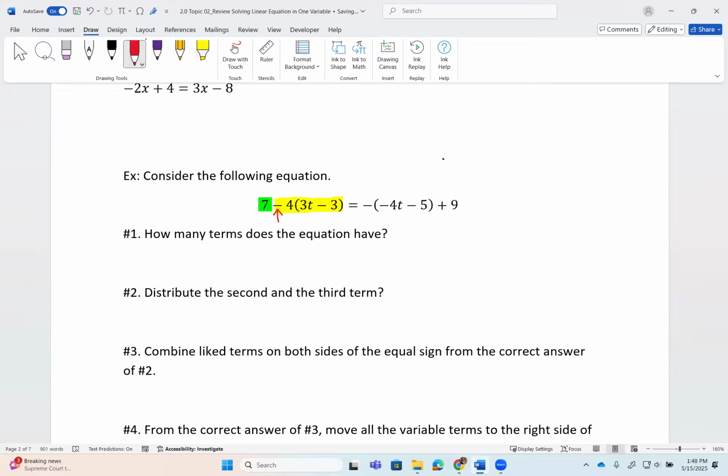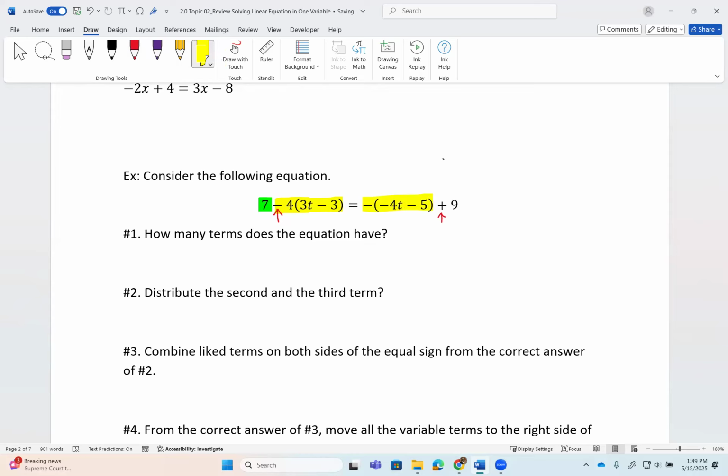On the right side of the equal sign, there's a minus sign outside the parenthesis. This is not a subtraction sign. This is a negative sign, right? Because when you read the problem, you will say equal, then negative parenthesis, right? So it's not a subtraction sign. So there is only one plus sign there. From in between the plus and the equal sign, this is one term.